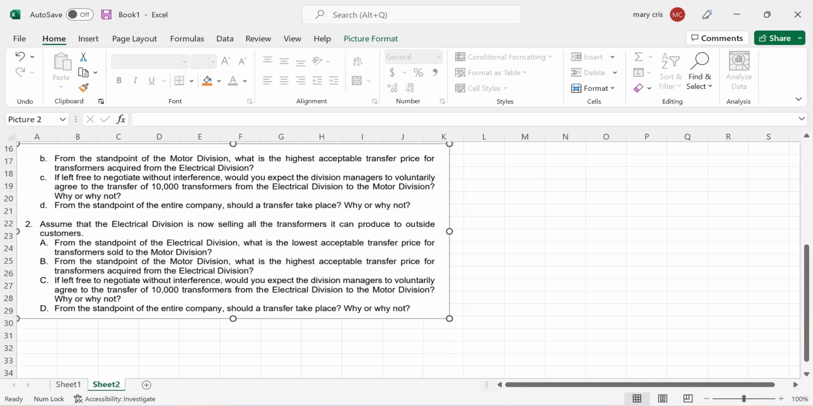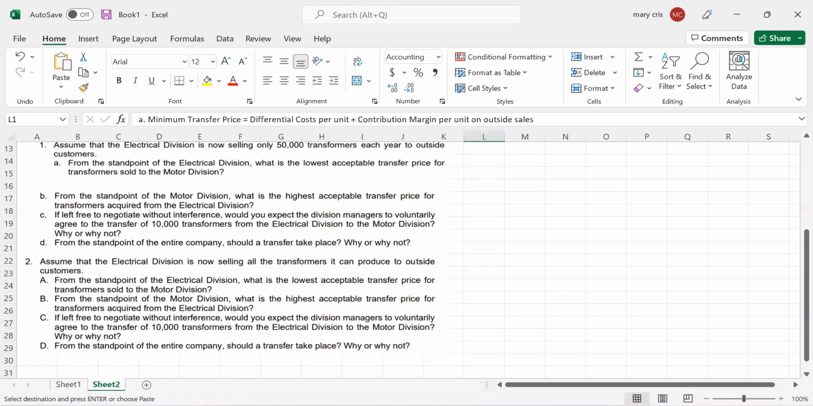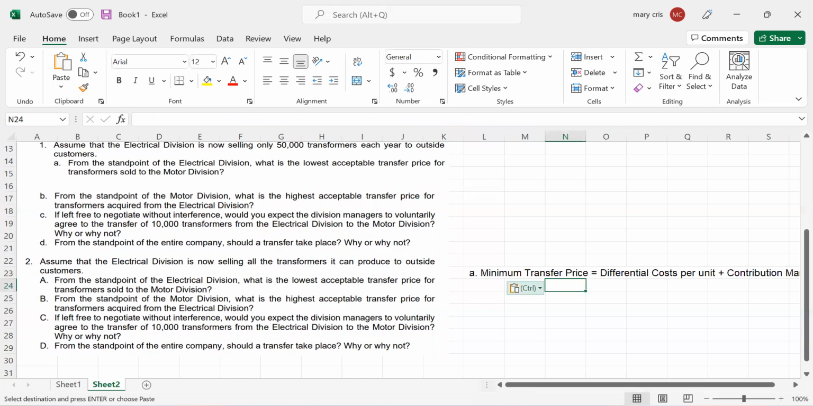Pila pod ang minimum transfer price, okay? So, first na question, pila daw ang minimum, letter A. From the standpoint of electrical division, what is the lowest acceptable transfer price or the minimum transfer price for transformers sold to the motor division? So, dito, you have to consider not only the differential cost, which is yung 21 pesos, dapat idagdag natin yung contribution margin per unit on outside sales.